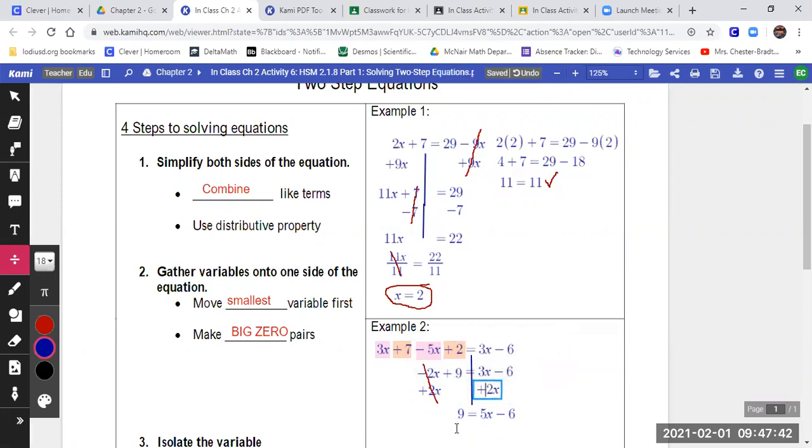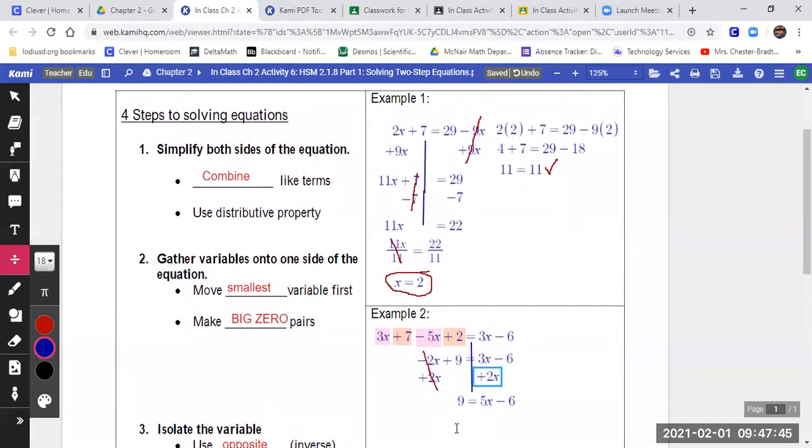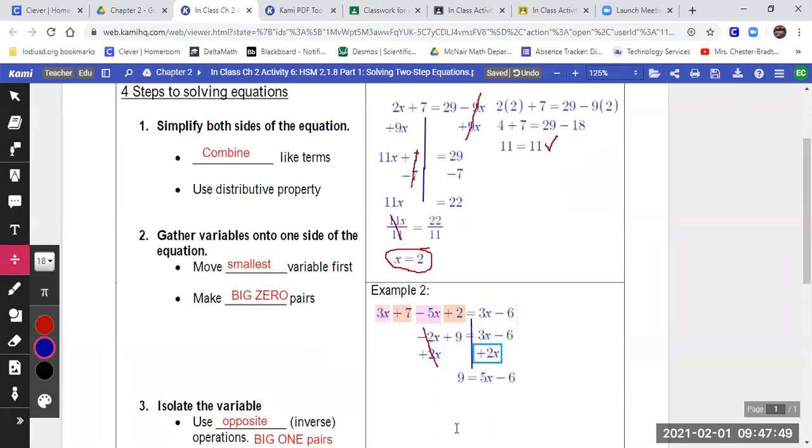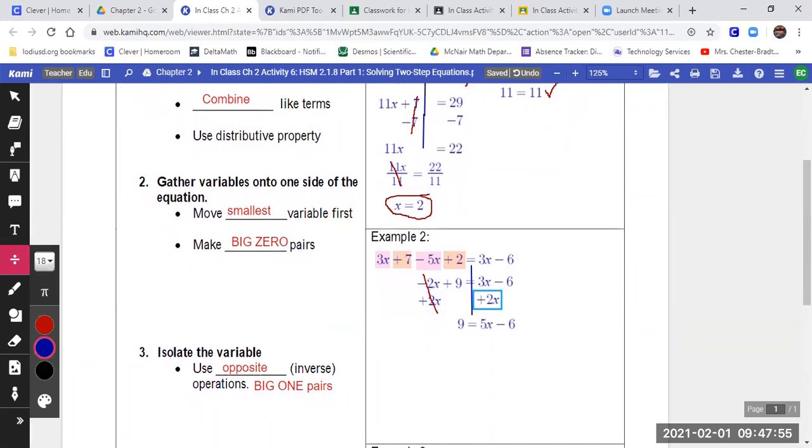Okay, so now we've got to go look. We have finished step one, combine like terms. We have finished smallest variable first. Now we have to get the variable alone. We have to isolate our variable, get our big zero. So what needs to go? Because it doesn't have a variable attached, but it's on the same side as the variable. What should not be there?